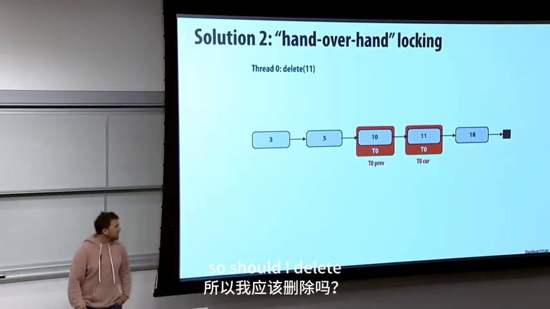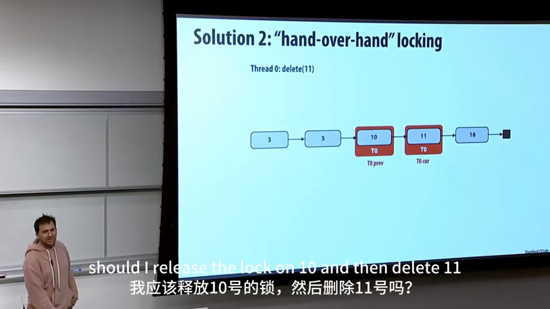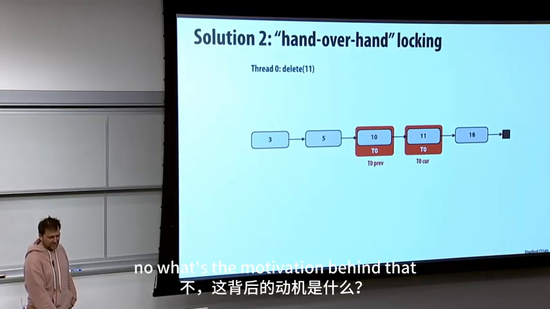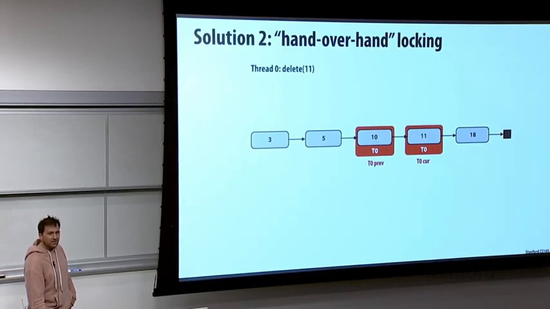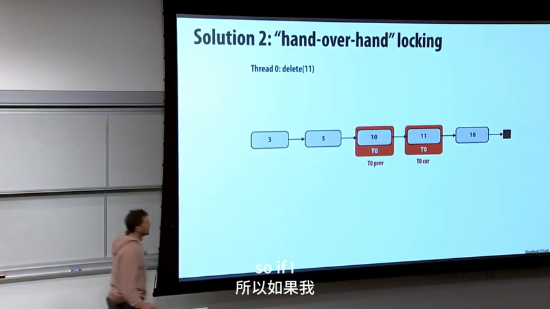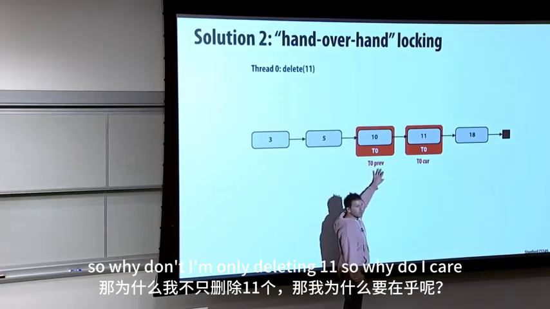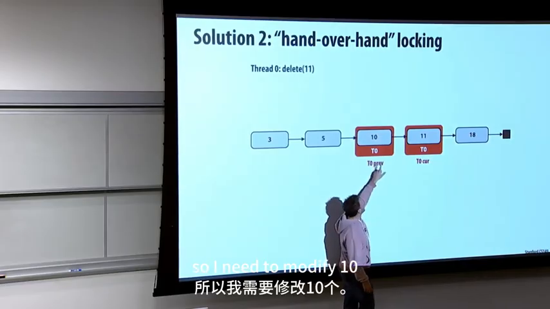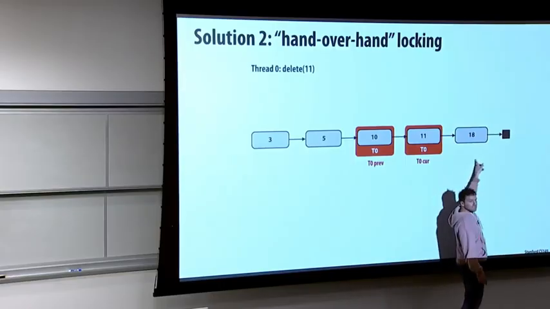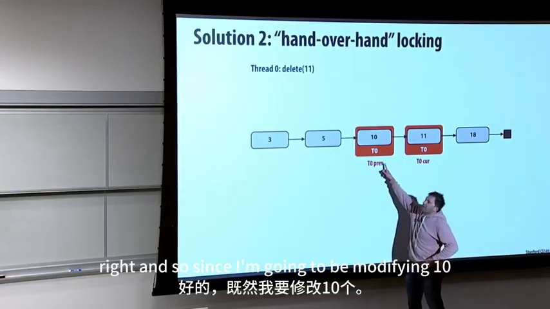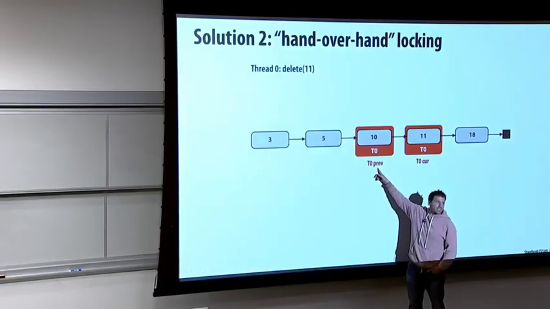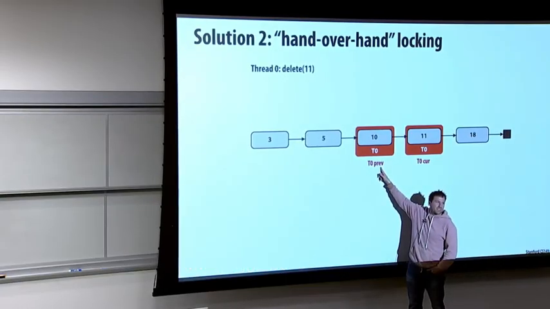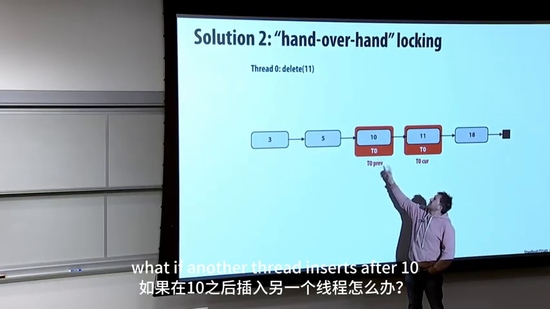So should I release the lock on 10 and then delete 11? No. What's the motivation behind that? Why can't I? I'm only deleting 11, so why do I care about 10? So I need to modify 10, right? And so since I'm going to be modifying 10, what am I worried about? That next pointer of 10, well, really, what am I worried about some other thread doing? Another thread could delete 10? What if another thread inserts after 10?